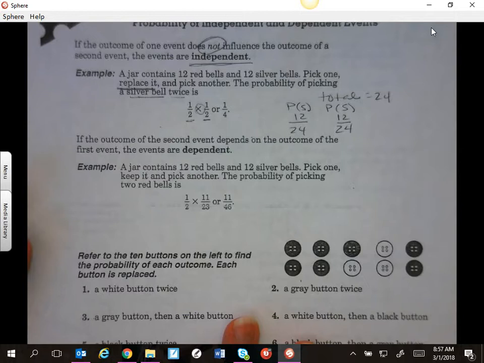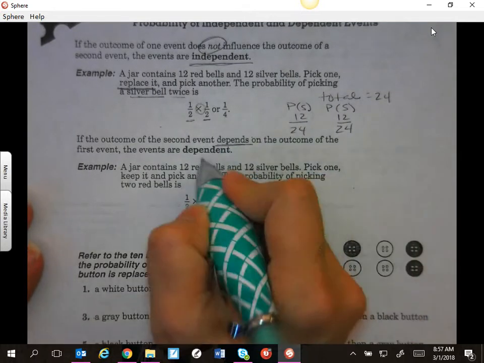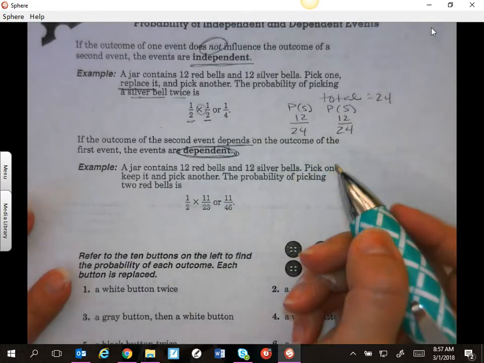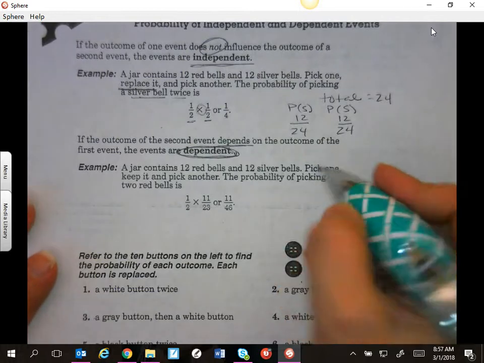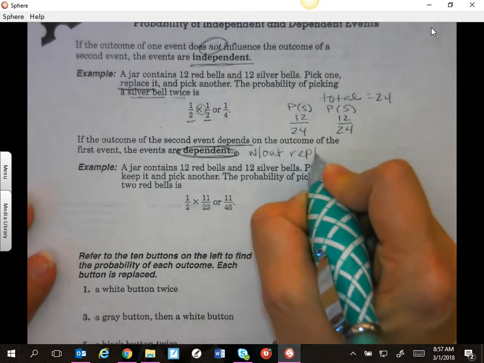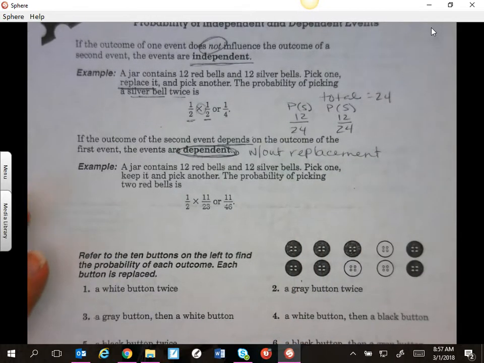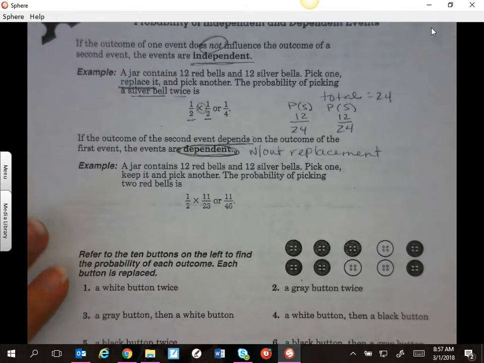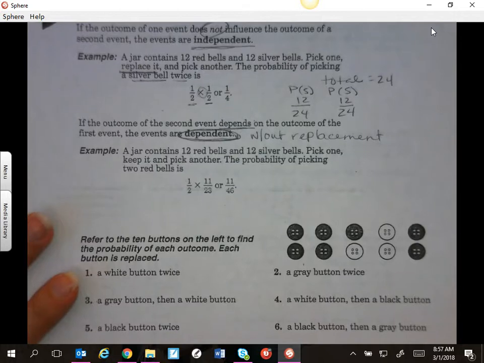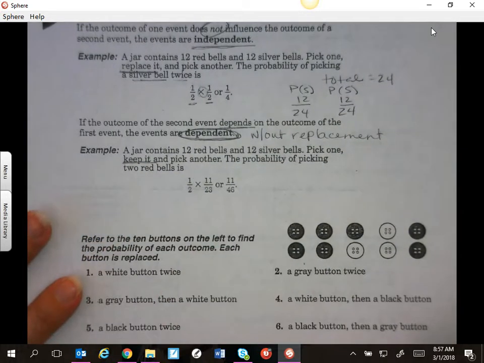Now, if the outcome of the second event depends on the first, then that is when they are dependent. Makes sense, dependent. And what happens there is that you do not put it back. So we call this without replacement. The first time, we replaced it, so there are 24 at all times. But now we're going to pick one, and we're going to leave it out. So a jar contains 12 red and 12 silver. We pick one, we keep it, and then we pick another.